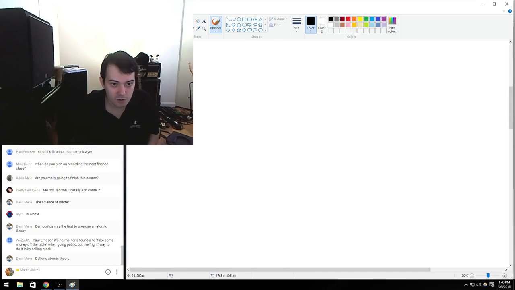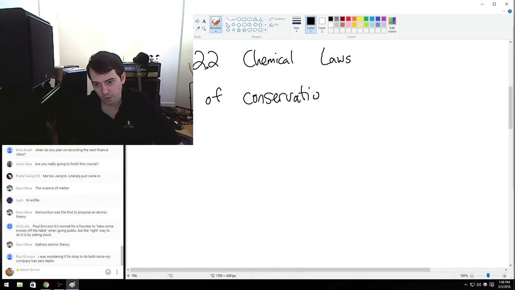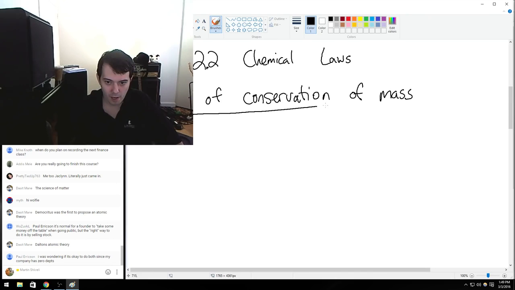Let's skip ahead to page 44, 45. We're going to talk about 2.2, which is fundamental chemical laws. We're going to just go through a few of them. I think the first one is one you may already know, which we call the law of conservation of mass. And what's pretty cool about this is that in a chemical reaction, matter is never created. Mass is neither created nor destroyed.